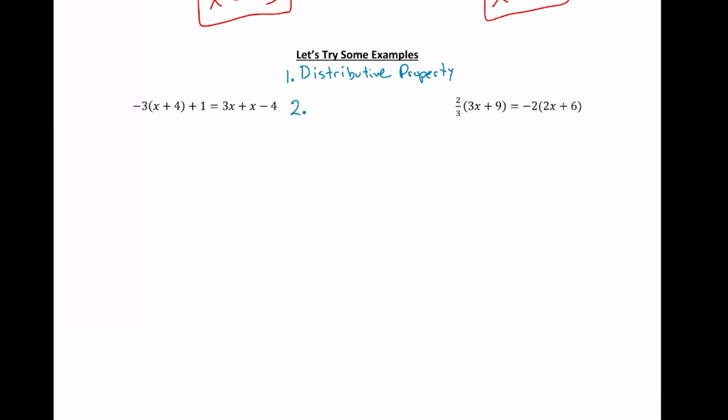Then after using the distributive property, you're going to want to look for opportunities to combine like terms. Finally, once all the like terms are combined on both the left and the right-hand side of the equation, then you are going to use your properties of equality.